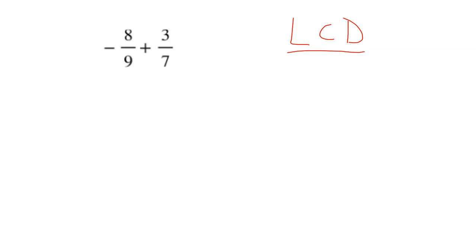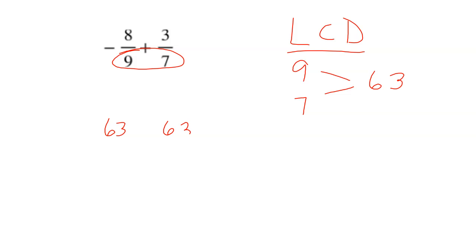That's the least common denominator. So if we look at our values in the denominator, 8 and 7, 9 and 7, the smallest number that both of these have in common is 63. So 9 goes into 63 7 times, 7 goes into 63 9 times. So 63 is our common denominator. So we have to get that first.